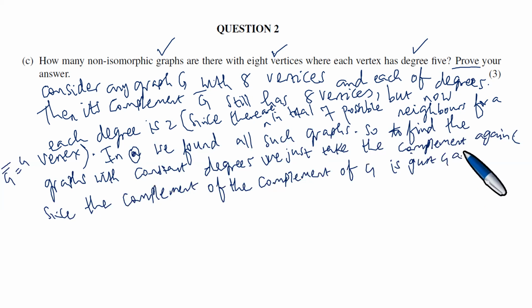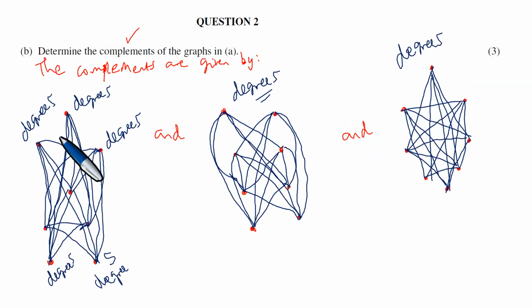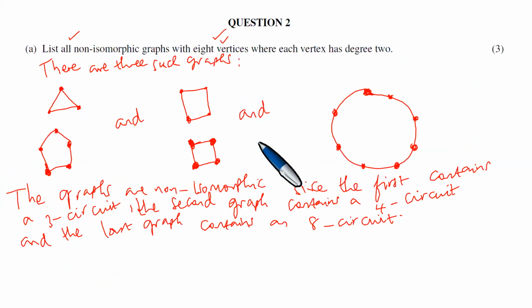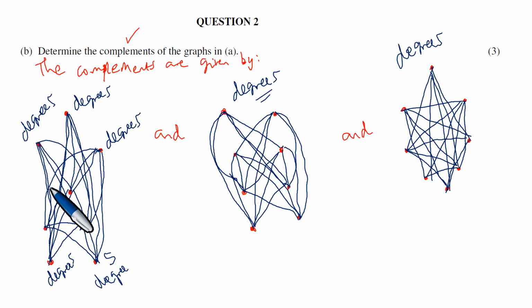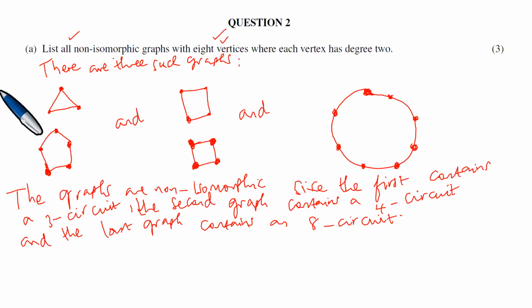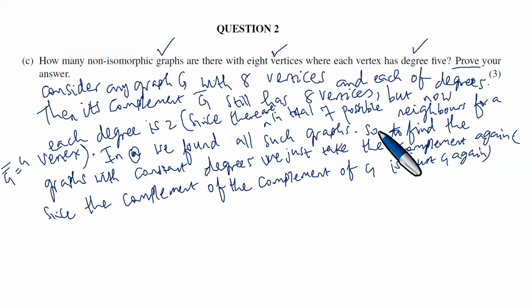It's just G again. So we see here that the double complement is just G. How do we know? We had these graphs, we took the complement of each, and we got these graphs. If we take the complement of these, we join these and we get back the graph G. So this is quite an important discussion.